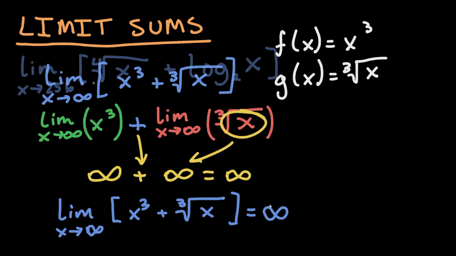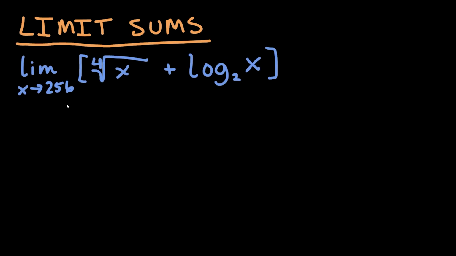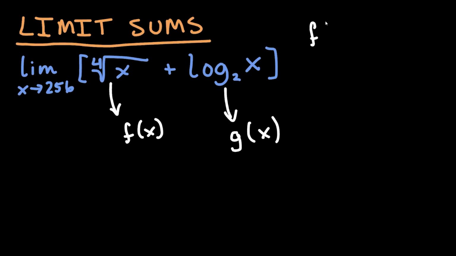Let's take a look at another example. All right, so we have another example right here, and we're saying the limit as x approaches 256. So not infinity this time, which makes it a little bit easier. Now, just like last time, we need to identify an f of x and a g of x. Not too hard here. This one, the fourth root of x, we'll call f of x. And this one, log base 2 of x, we'll call g of x, and jot that down accordingly.